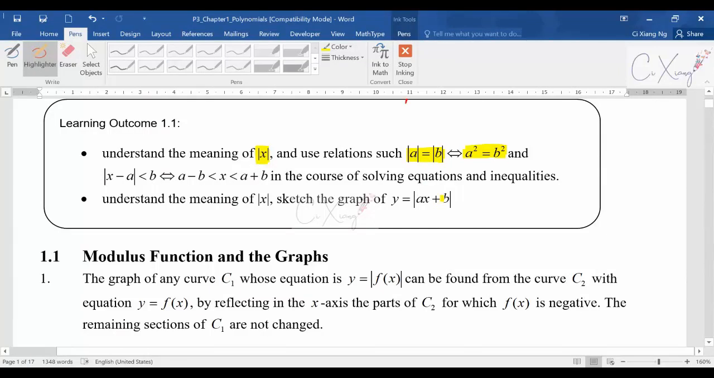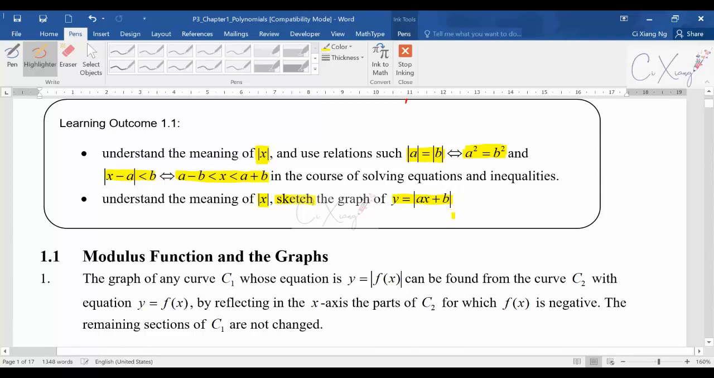Also, you need to know how to expand modulus x minus a smaller than b and turn it into an equation or inequality without the modulus sign. All these are important. After that, you also need to understand the meaning of modulus x, and you need to sketch the graph of y equals modulus ax plus b.